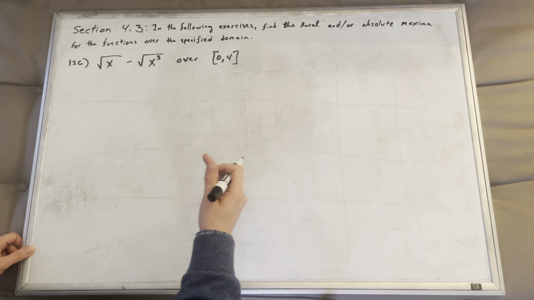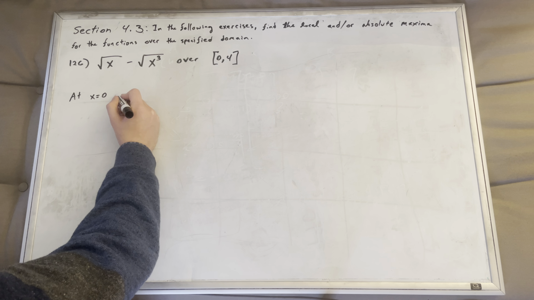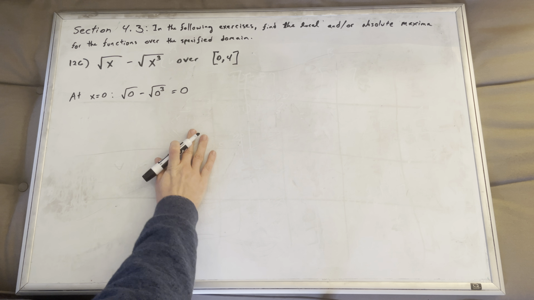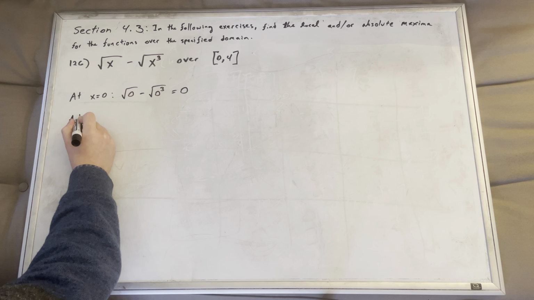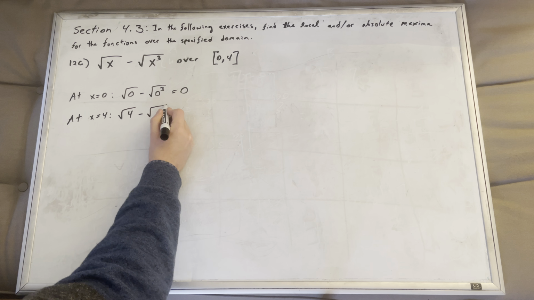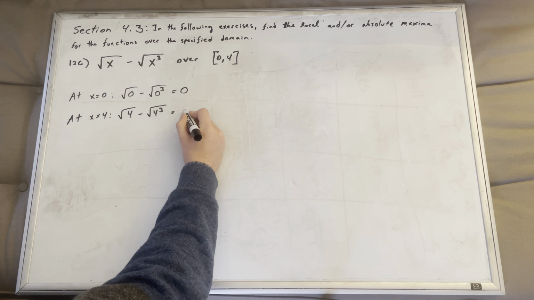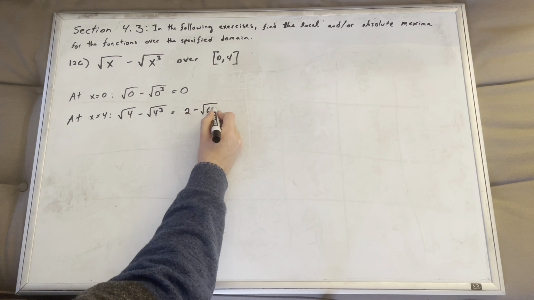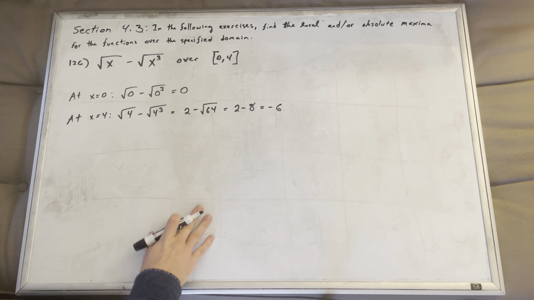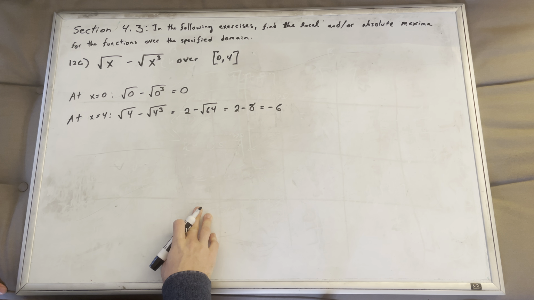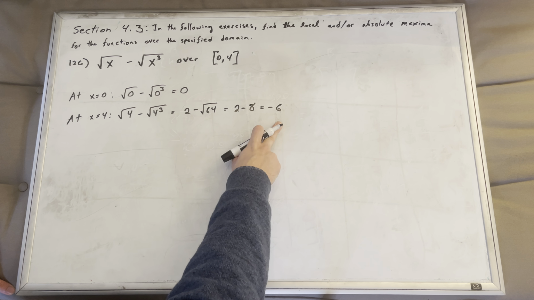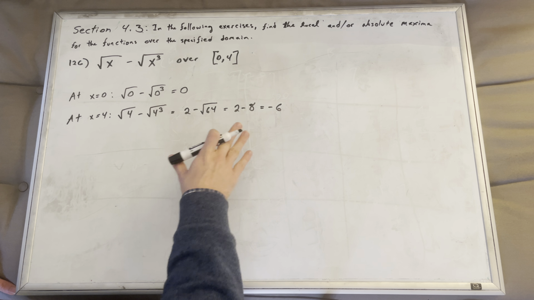At x equals 0, our function is the square root of 0 minus the square root of 0 cubed. This is 0. At x equals 4, our function becomes the square root of 4 minus the square root of 4 cubed. This is equal to 2 minus the square root of 64, which is 2 minus 8, which is negative 6. So far, our candidate for a local and or absolute maxima is at x equals 0, because that's greater than negative 6. But as I said before, these aren't the only two options.